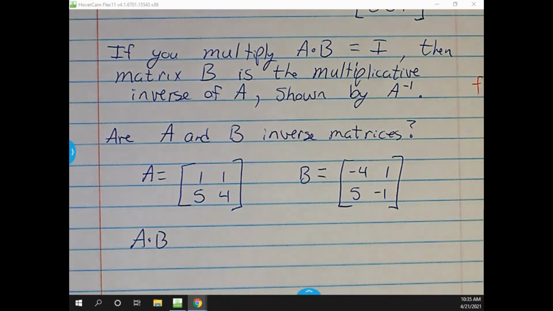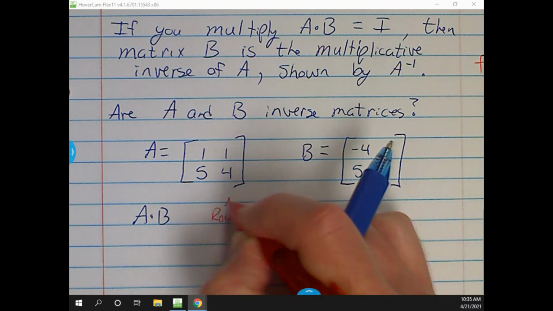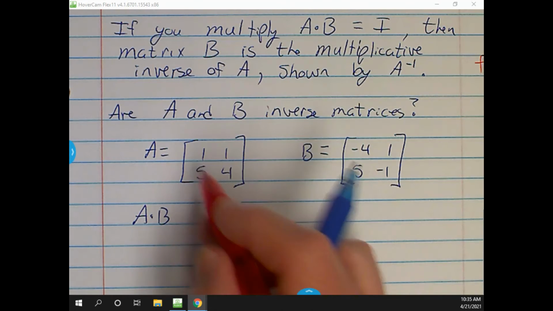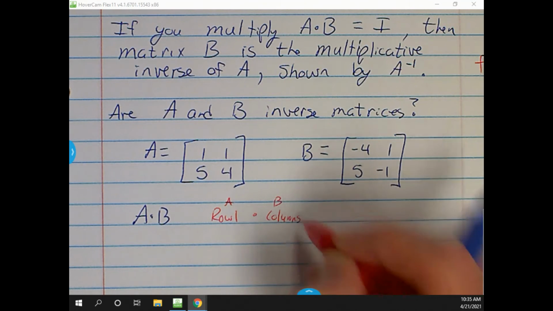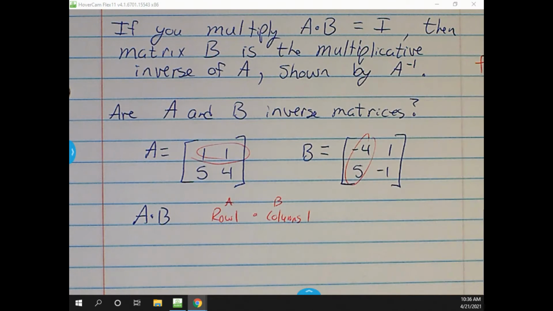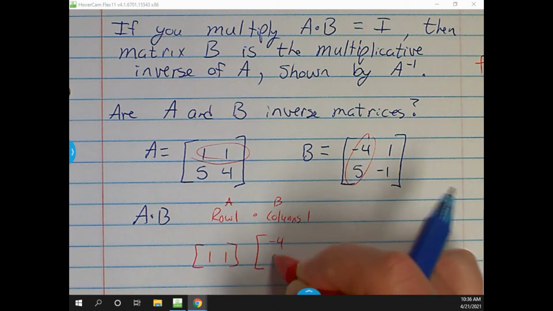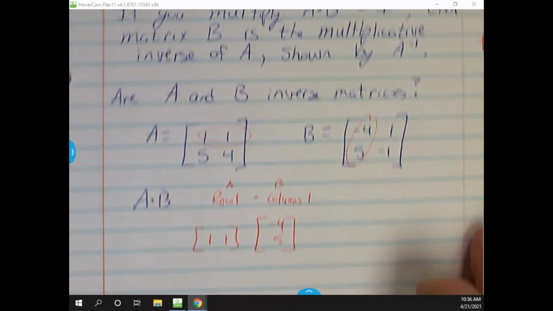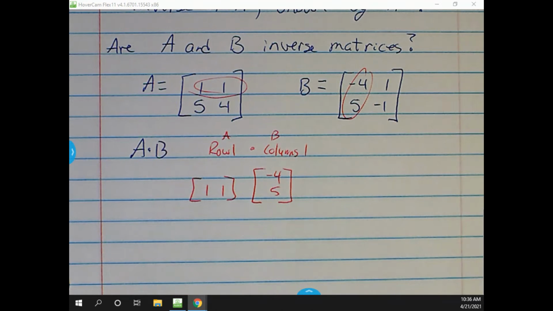Remember, reviewing what we did yesterday, we're going to take the rows out of matrix A and multiply them times the columns of B. So we take the first row here and multiply it by the first column here. So that's 1, 1 times negative 4, 5. I think most everybody was here, though 1 or 2 people may have been out yesterday: when we do these, it's always the rows of the first matrix by the columns of the second matrix. And from there, you just multiply the numbers together.